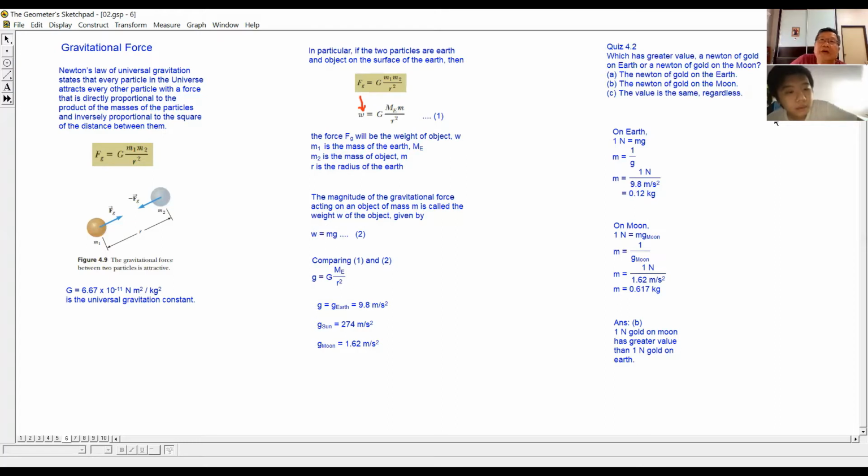Using quantitative treatment, that means I actually calculate the value of the Newton of gold on the Earth and the value of the gold on the surface of the moon. One method is to use the calculation. Another method is a qualitative treatment. Qualitative treatment means I just reason it out. Which one is more acceptable?